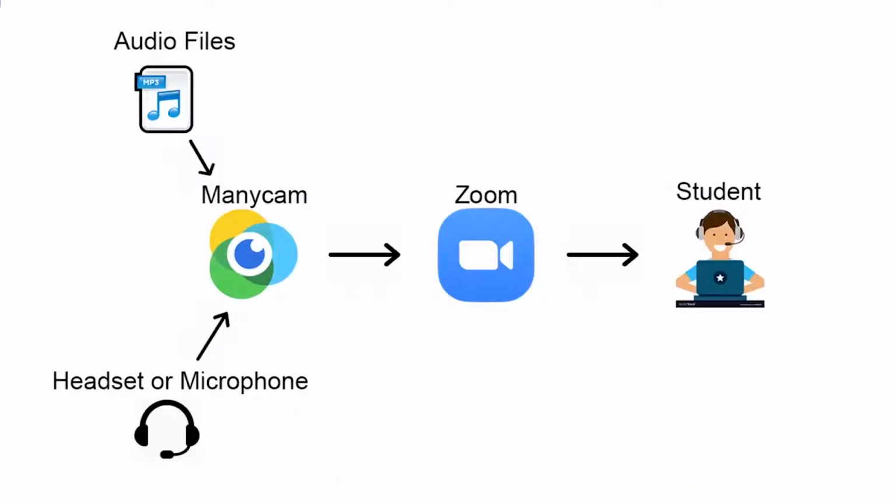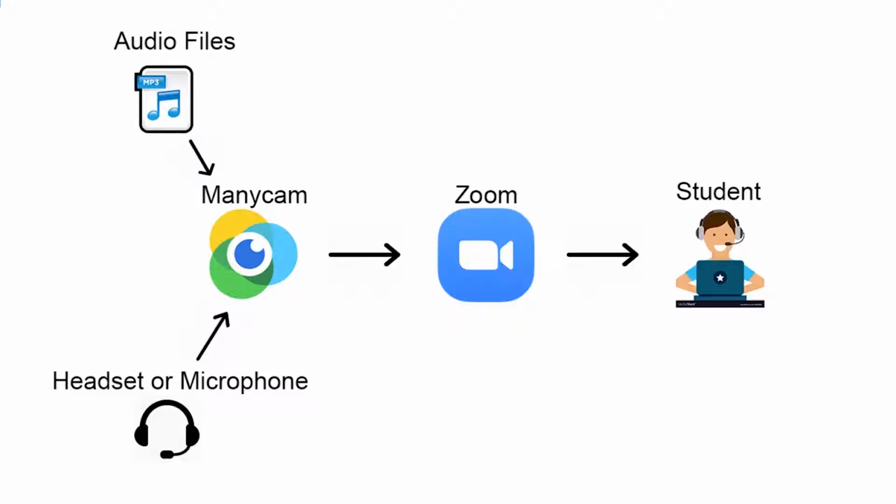So first, some basics. This is a diagram of how the audio will work on both Manycam and Zoom working together. Over to the left you can see Manycam. You can see audio files and you can see the headset or microphone. The headset or microphone is the device that picks up your voice and sends it into the computer. In this diagram, the audio from the headset or microphone goes into Manycam first, then it goes through to Zoom and finally through to the student.